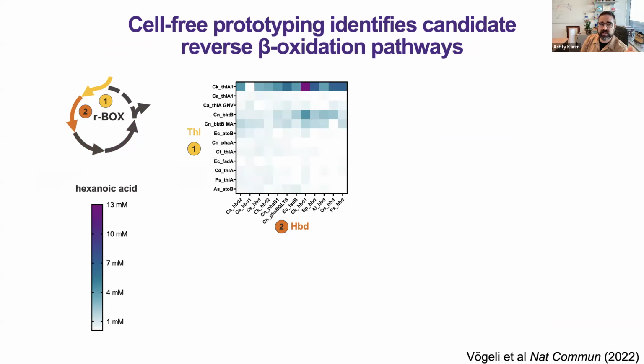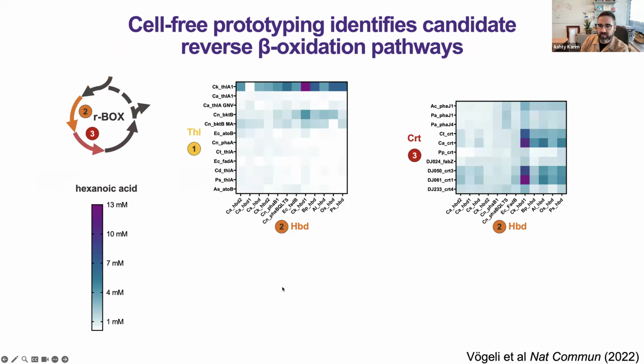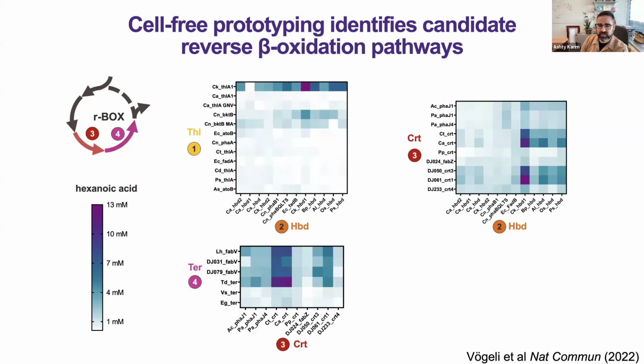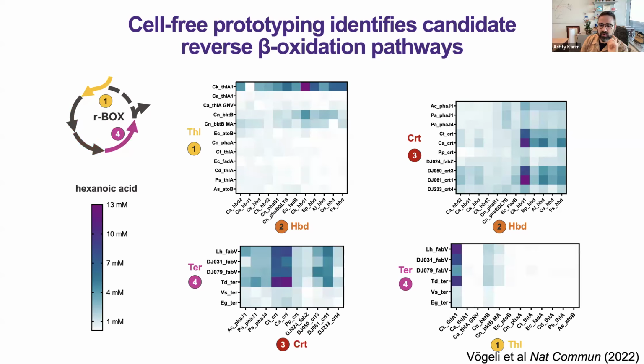So what I'm showing you here is that we took a starting pathway, and then for two enzymes, the first and second in the pathway, we screened homologs of each and looked at these pairwise combinations for combinations that perform better for the production of hexanoic acid here. We can then hop along this pathway and look at other synergies, 2 and 3, 3 and 4, and 1 and 4. And we can see which enzymes are most important for production of this molecule.